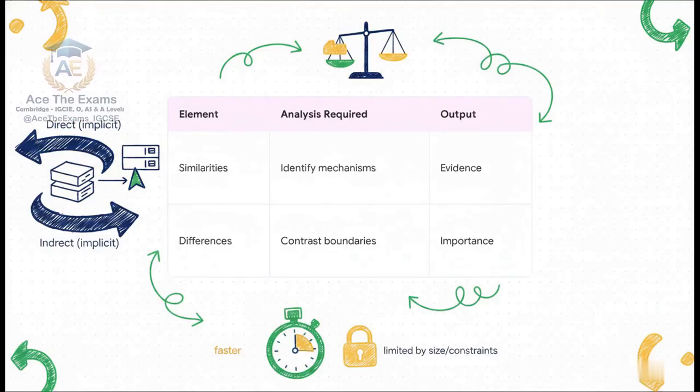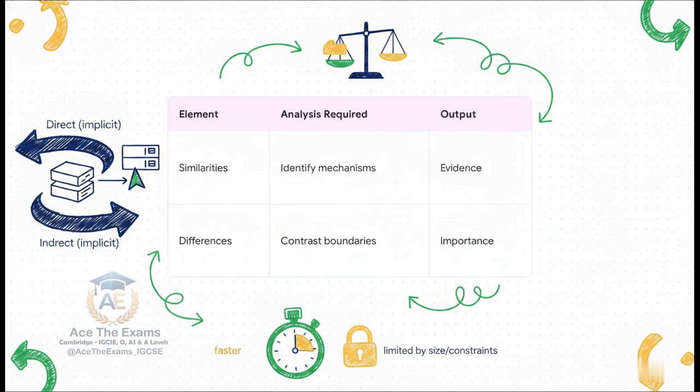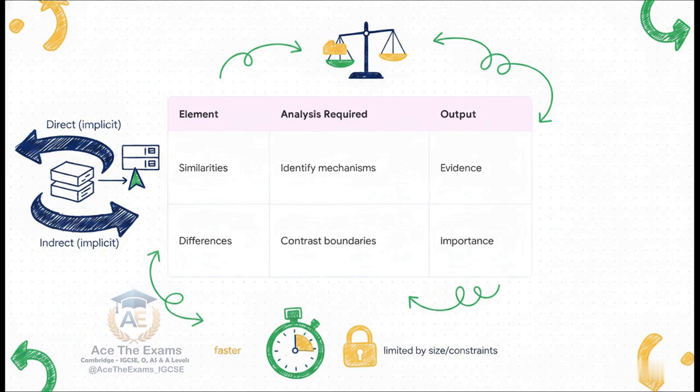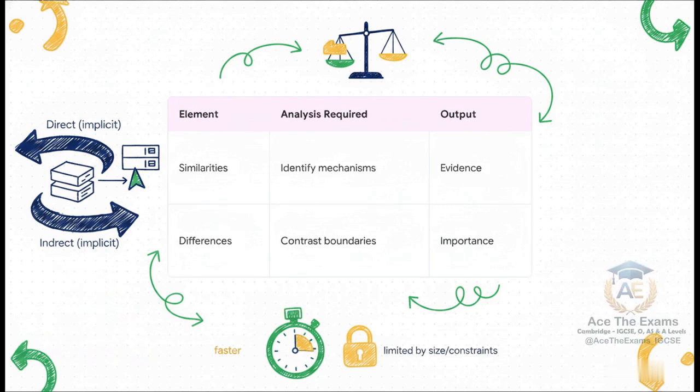And here we have Challenge 3. This matrix brilliantly illustrates the ultimate comparative analysis technique. Frequently, examiners will ask you to compare two different addressing modes, like comparing direct versus indirect addressing. Top students don't just write two separate, rambling paragraphs. They use this specific matrix to speed write perfect PEEL paragraphs under pressure. Look at how it's structured. For similarities, you compare the exact mechanisms of the two modes and provide an evidence-backed link to the scenario. For differences, you contrast how they handle boundaries or memory constraints, and you conclude with their relative importance.